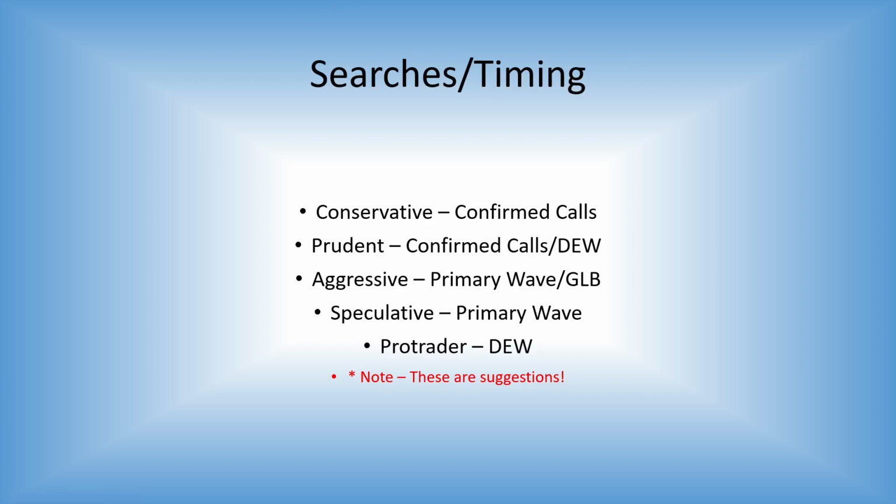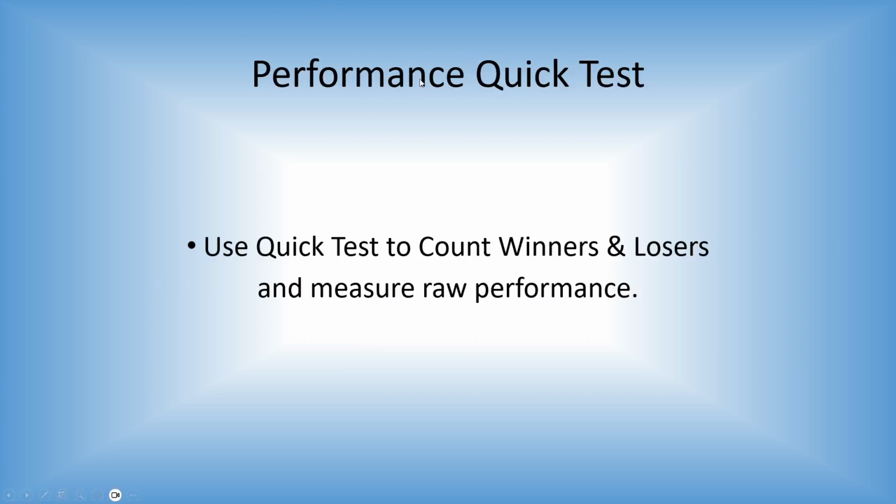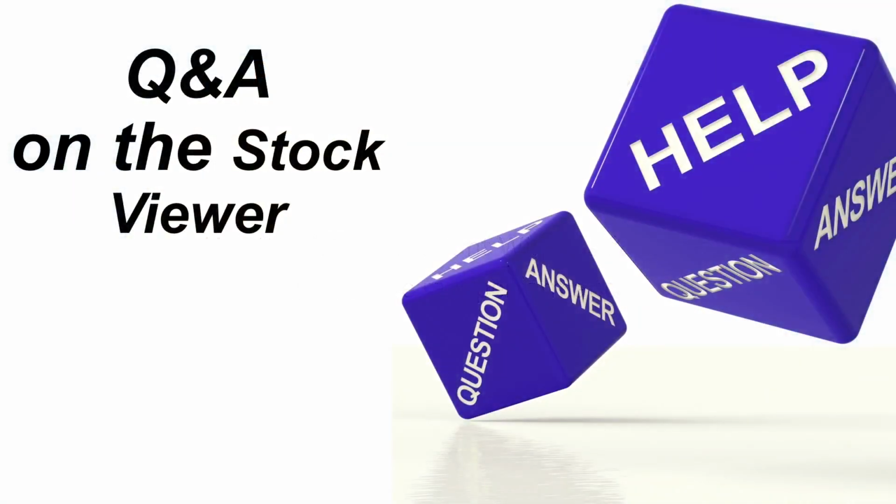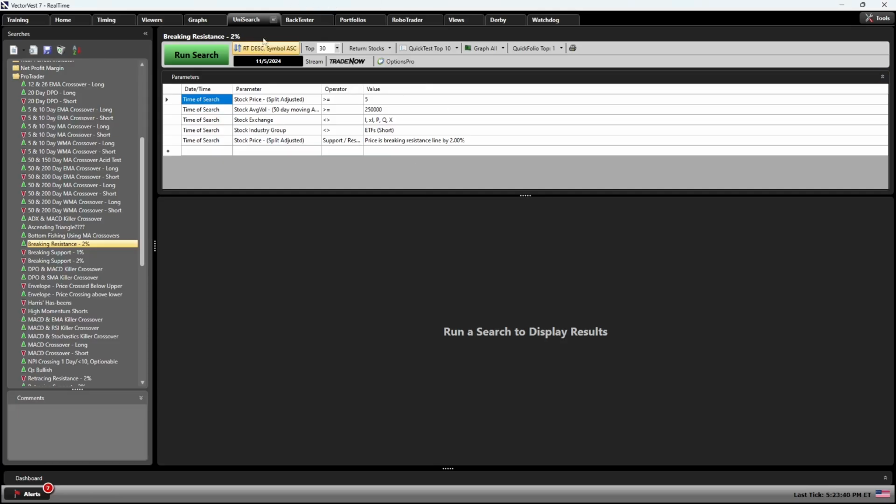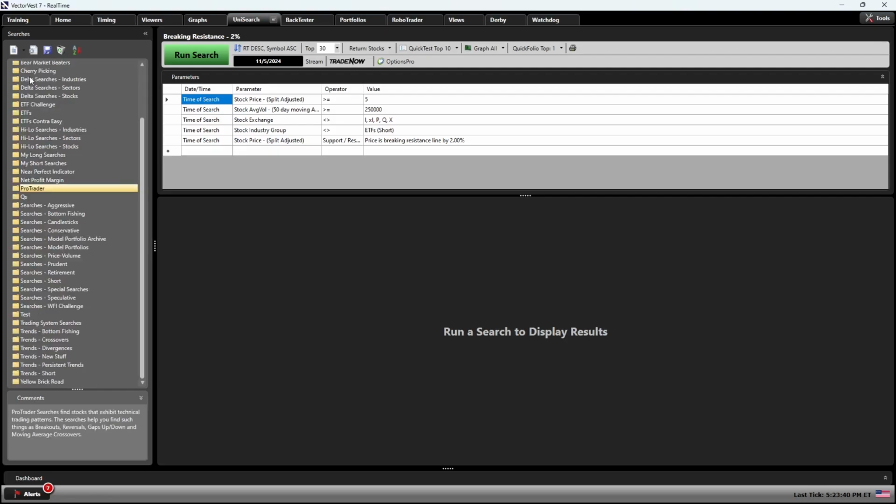And remember, folks, this is a process. I want you to learn how to use the process. Do the same thing like we did in the last couple of videos. Use a quick test to count the winners and losers and measure the raw performance. All right, no Q&A, but we're going to get into the software. And from the software, we're still in the Unisearch tool, but we're looking at a folder called Protrader.